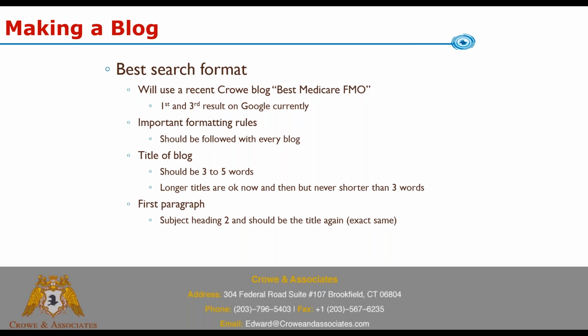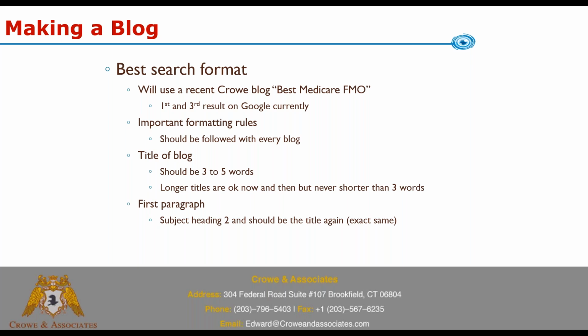So important rules, and when I talk about these rules, the rules you should follow for every single blog you make. As a result, once you know the rules and the format, you'll be able to knock out good search blogs very quickly once you know the format and you're comfortable with it. So again, title of the blog should be 3 to 5 words. Longer is okay. It can hurt you if it gets too long. Shorter definitely is. You're not going to go anywhere with it.